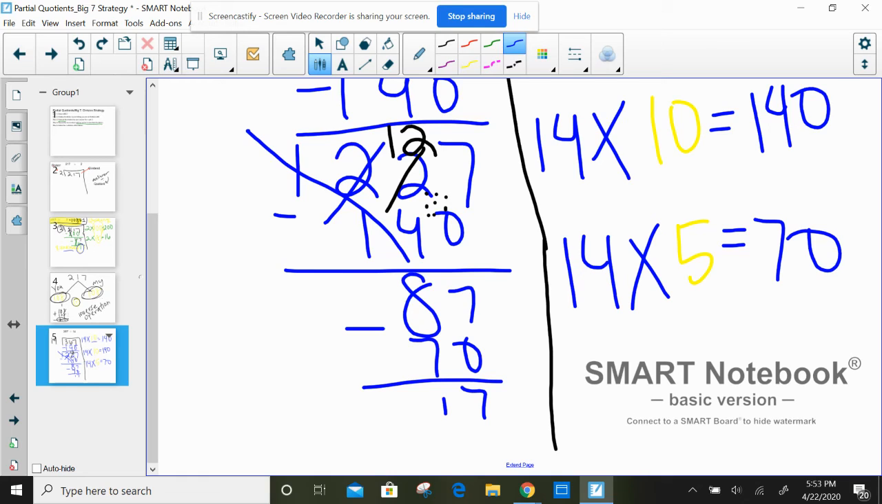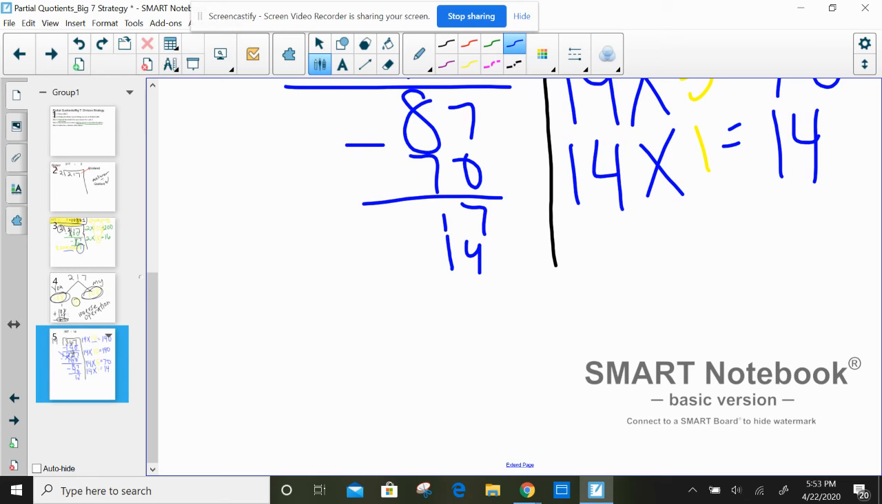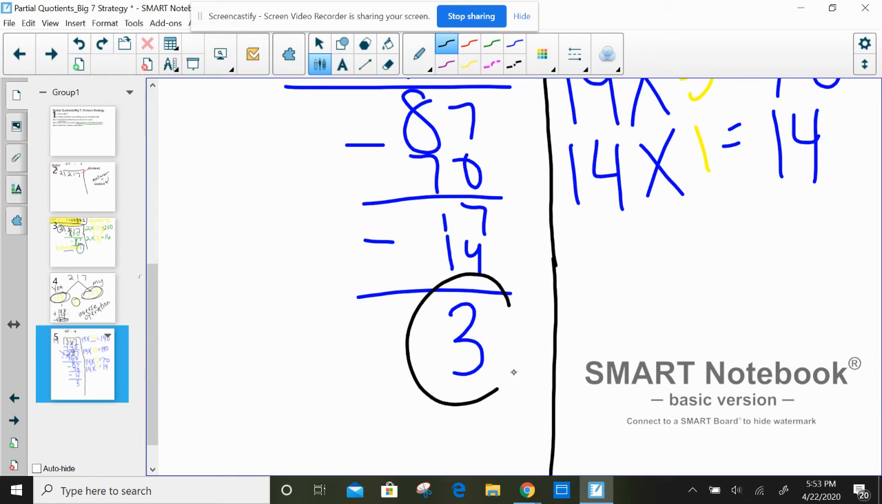Now, oh my gosh, I think to myself right away, 14 times 1 is 14. That's really close to 17. That's an easy thing for me to multiply. Put 14 down here. We're going to subtract. And I have 3. Okay? And look, I didn't get this down to 0 either. That means that this 3 right here is another example of having a remainder.